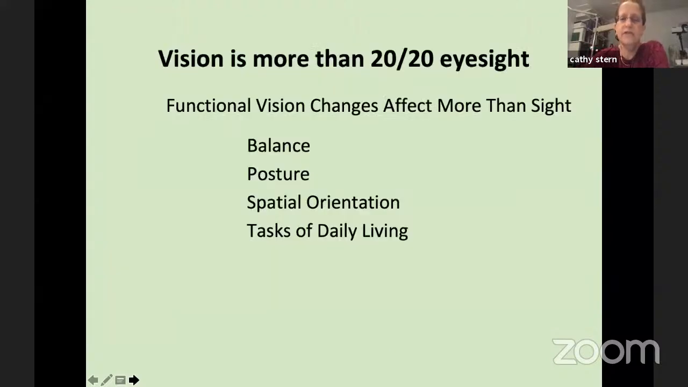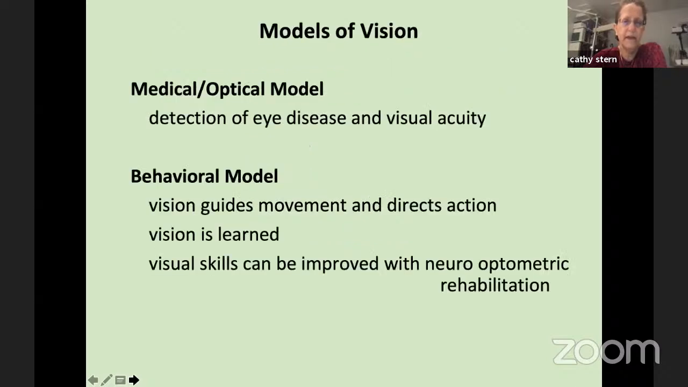So what are some of the things that change that are much more than just our eyesight? One is balance, posture, our spatial orientation, and how we can just do the daily tasks that we generally don't think about very much because they are generally more automatic. When I talk with others about the models of vision, I usually talk about the medical optical model, which is more visual acuity and eye disease, the typical kinds of things that people understand about vision.